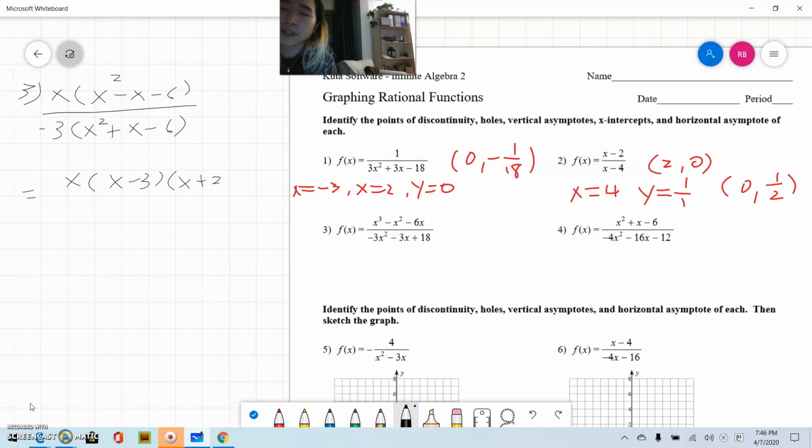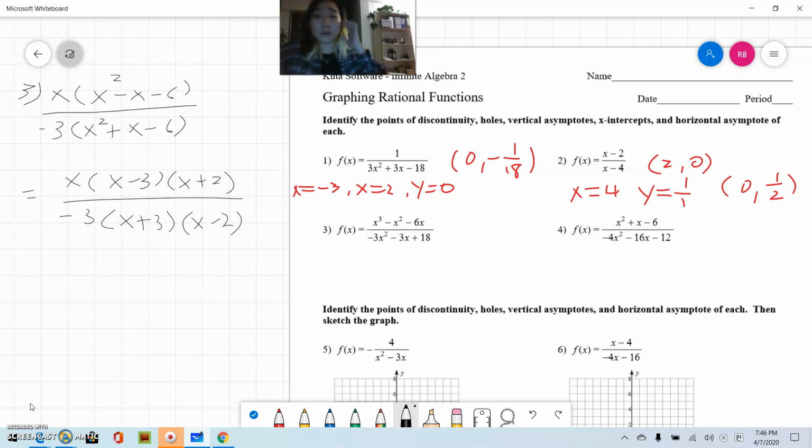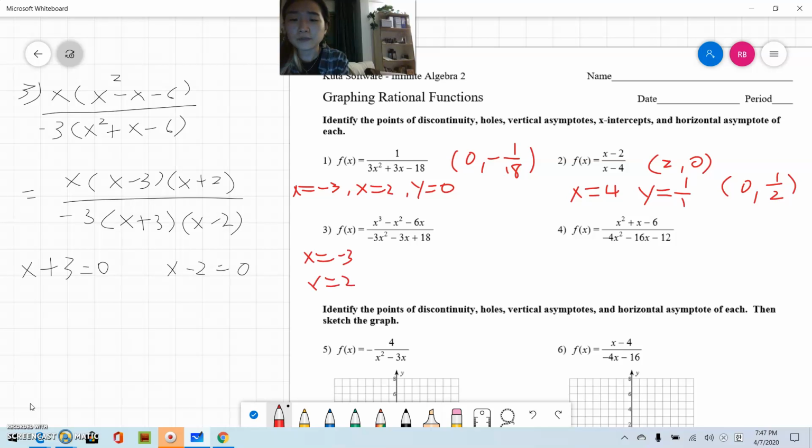I'm not going to explain factoring on every problem because you should really know how to factor. And if you have a problem with factoring, please email me so I can go over it with you again. Okay, so let's set the denominator equal to 0. You know that -3 really won't make a difference, so I'm just going to set the two factors equal to 0. So then my vertical asymptotes are x equals -3 and x equals 2.